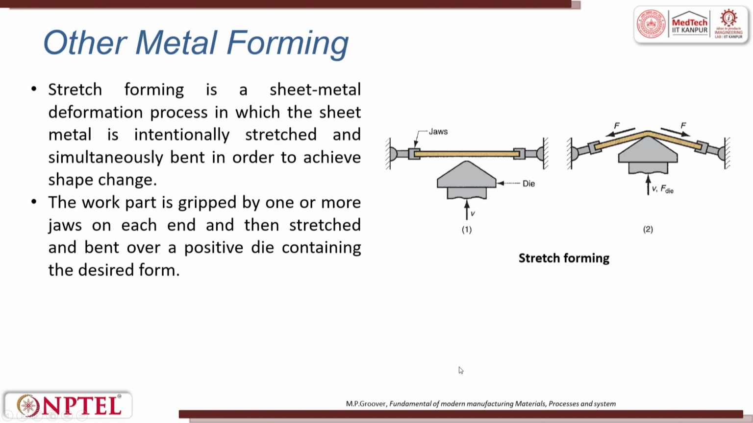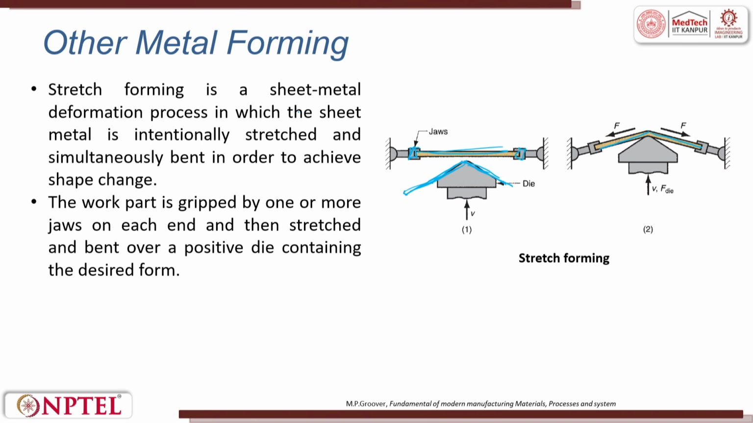The other metal forming processes are stretch forming. What we do is we have a blank, we hold the blank on both sides, then we have a die which has something like a conical shape. Now when this is pushed, it stretches the sheet metal. Stretching is important because you are trying to strain harden the material.